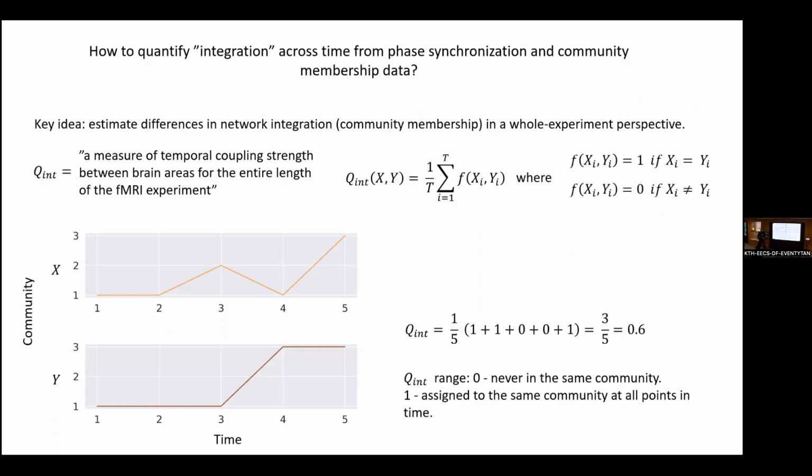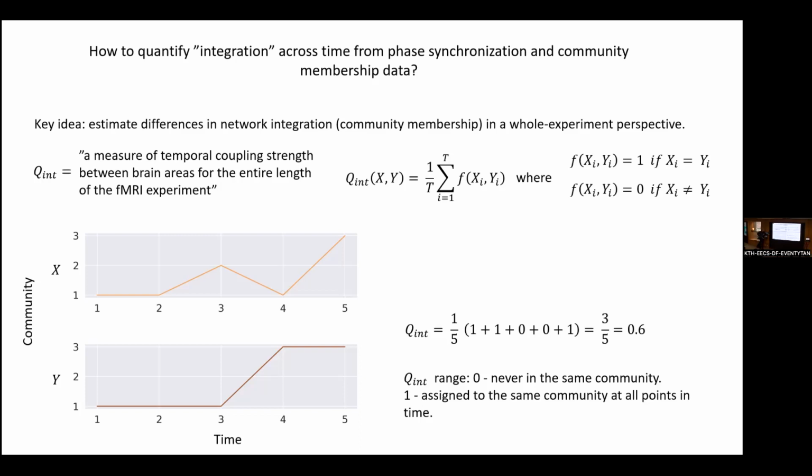The key idea is to estimate how we quantify integration across time from phase synchronization and community membership data. We estimate differences in network integration by community membership, whether nodes belong in the same community or in different communities, over the whole experiment time. So we don't just look at integration time point by time point. We look at it over the whole experiment. The key parameter here is QINT, which is a measure of temporal coupling strength between brain areas for the entire length of the fMRI experiment.